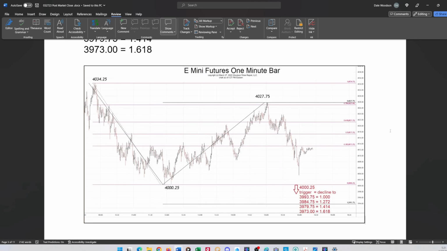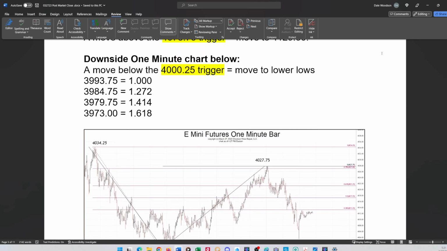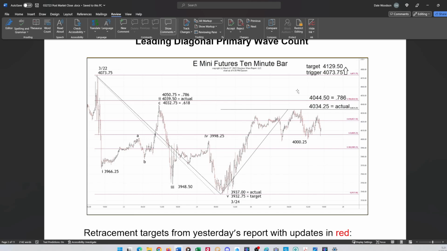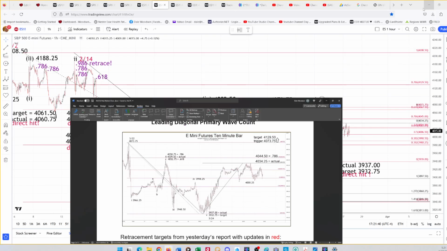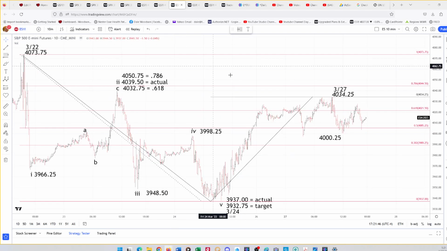So we broke this down from weekly to daily to hourly to 10-minute to 1 minute. Let me leave with the 10-minute there. Maybe we'll go back up. Yeah, this one is the leading diagonal right here. That's got a lot of stuff in it there, but here we go with the 10-minute. This is what's going on since late last week.